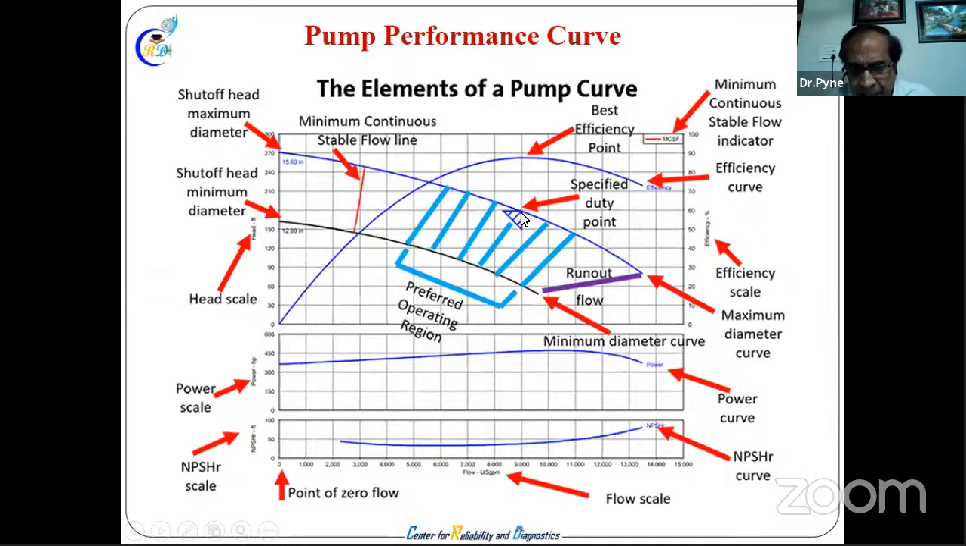Efficiency point is this line. So this is the preferred operating range. We cannot go outside the efficiency zone, then again it will be an energy issue. So we have to think about which minimum diameter I'll keep, because on this power scale you can see power is almost the same. So I must get maximum efficiency with the minimum power. This is the power. And NPSH, this is the curve.